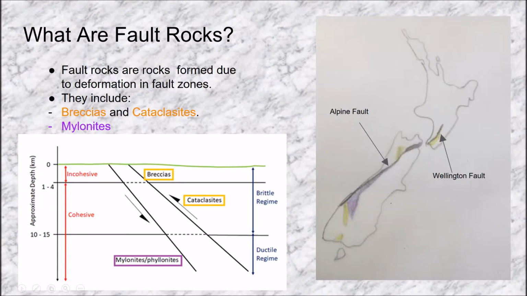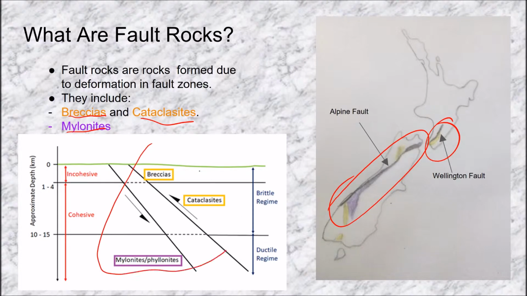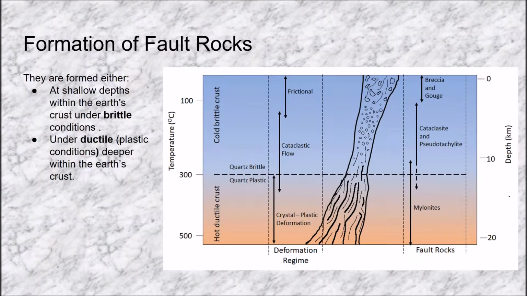There are three types of fault rocks: breccias, cataclysites, and mylonites. These fault rocks are formed in the deformation and shear zones of faults, such as the Alpine fault zone in the South Island and the Wellington fault zone just by Wellington. These are formed at different depths, which give them different characteristics, such as brittle or ductile formations. Now, these form at different depths.